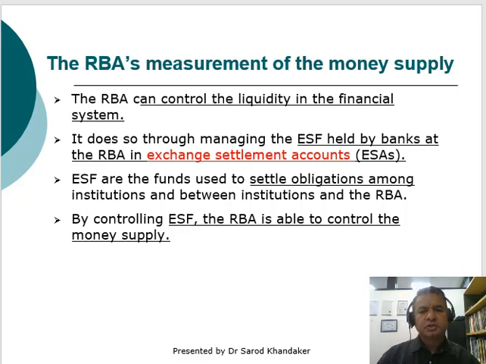It does so through managing the exchange and settlement accounts held by the banks at the RBA. Every commercial bank has an exchange and settlement account with the Reserve Bank of Australia, and the RBA controls the liquidity situation of the financial system through these accounts. The exchange and settlement fund is used to settle obligations among institutions and between the institutions and the RBA. By controlling it, the RBA is able to control the money supply.